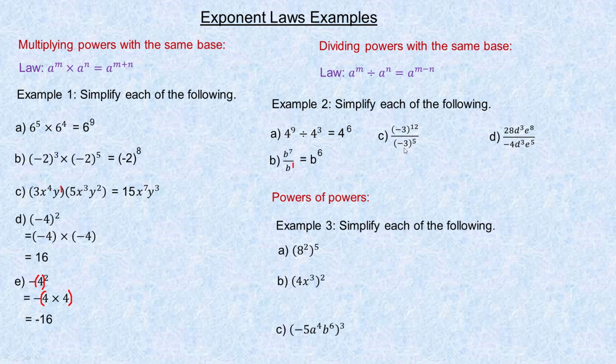For C, two powers of the same base, so it's -3 to the exponent of, we go 12 minus 5 would be 7. And again, we could evaluate that if we wanted to. In D here, 28 divided by -4 is -7.